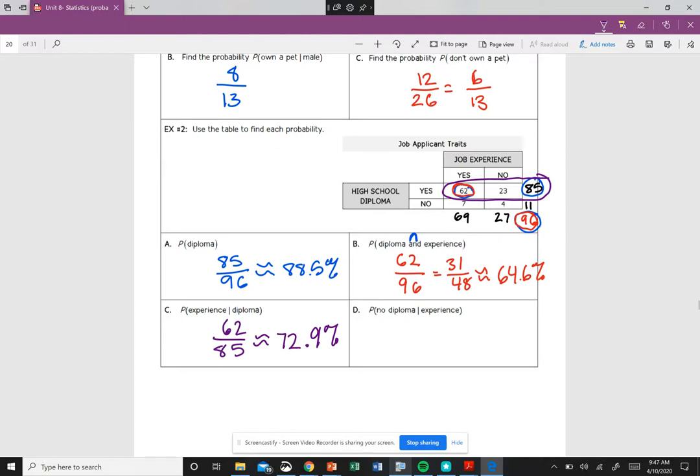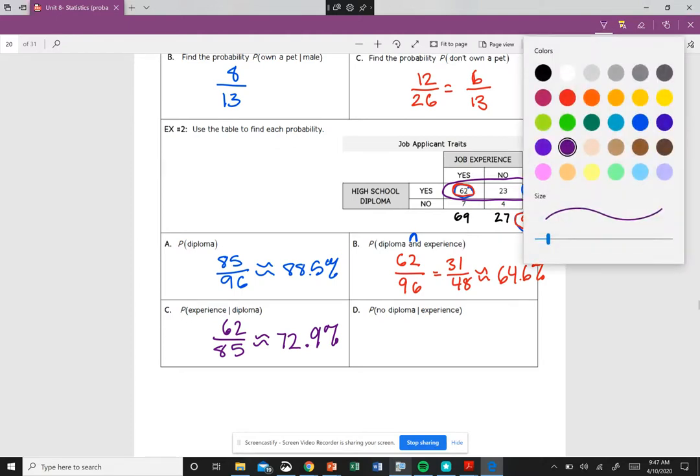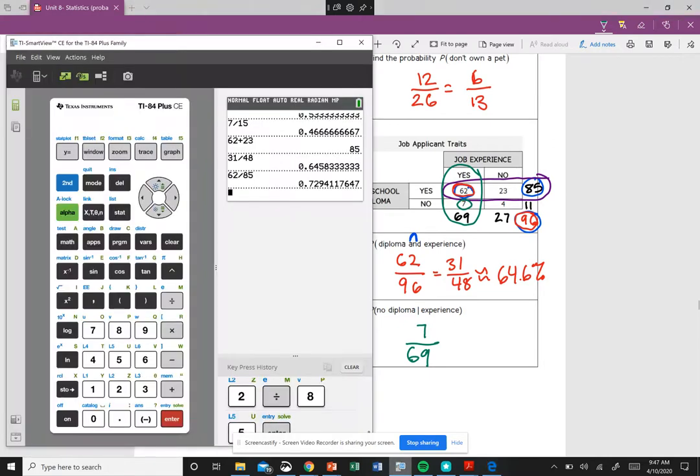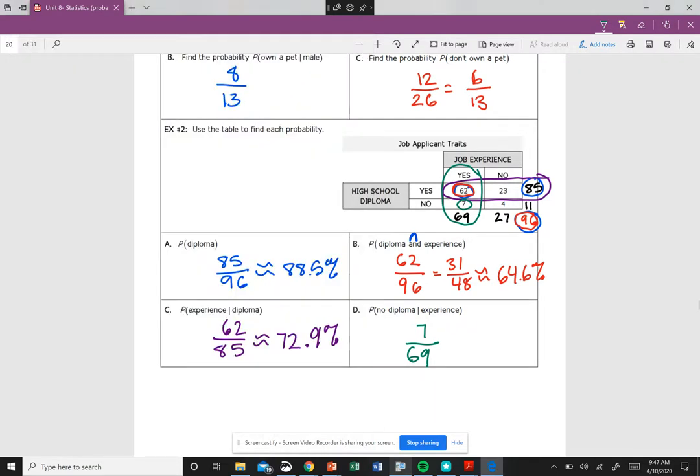Okay. And then on this next one, it says, given that they have experience. So this time we're only looking at experience. So that's out of 69, because 69 students had experience. How many of them have no diploma? And that's only 7. So 7 out of 69. So I'd pull out my handy dandy calculator. That's about 10.1%.